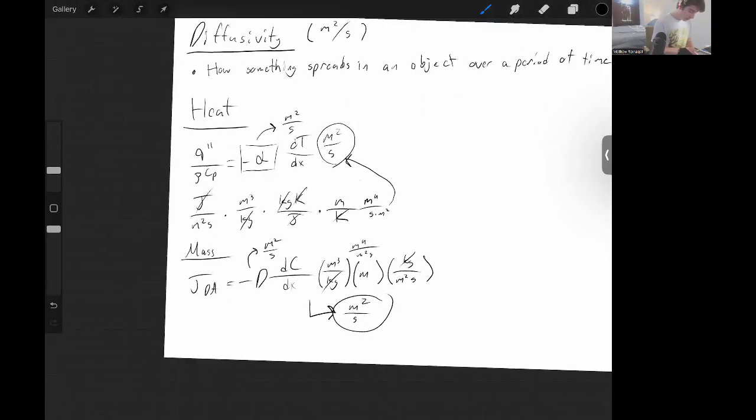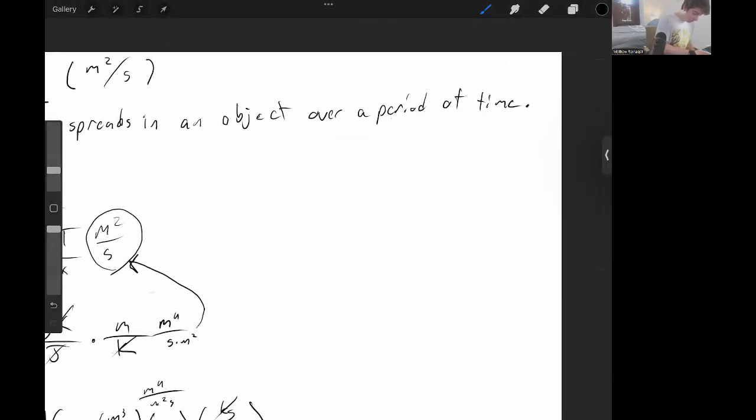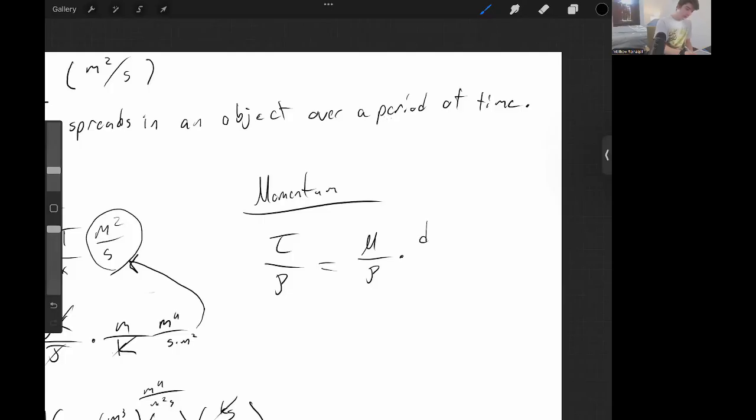Now, lastly, we're going to demonstrate this with momentum. So we're going to look at the momentum flux, the flux of momentum is shear force over pressure, which is set equal to mu times the gradient of the velocity of the fluid, where d of u is the velocity of fluid.